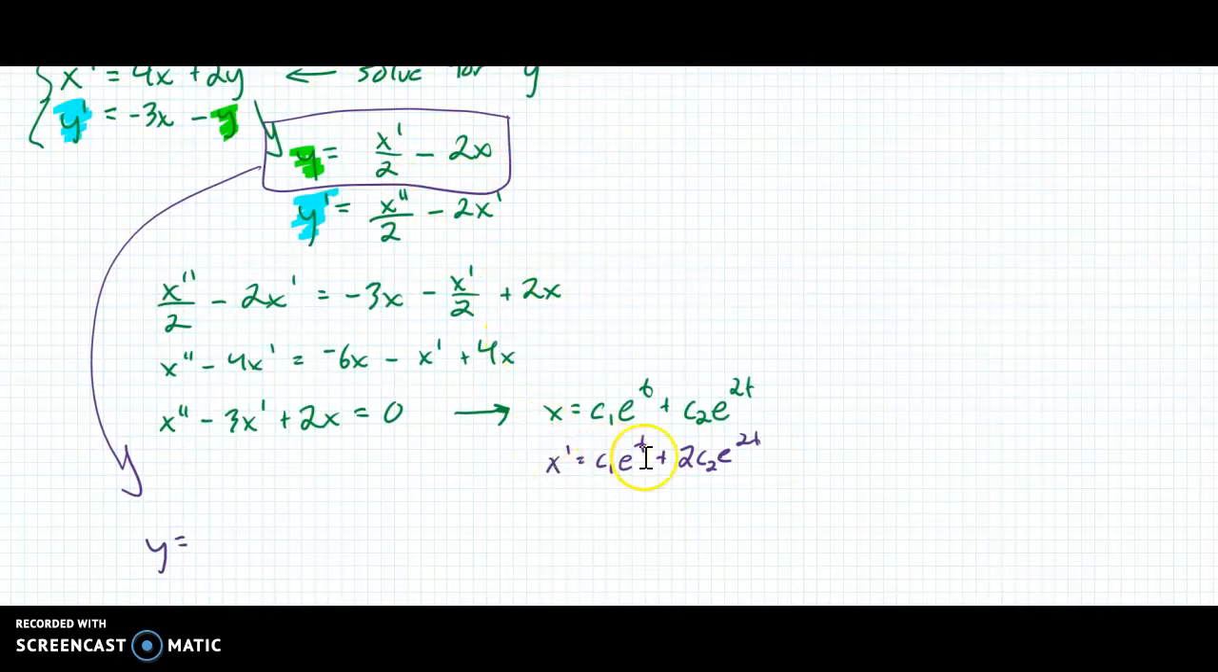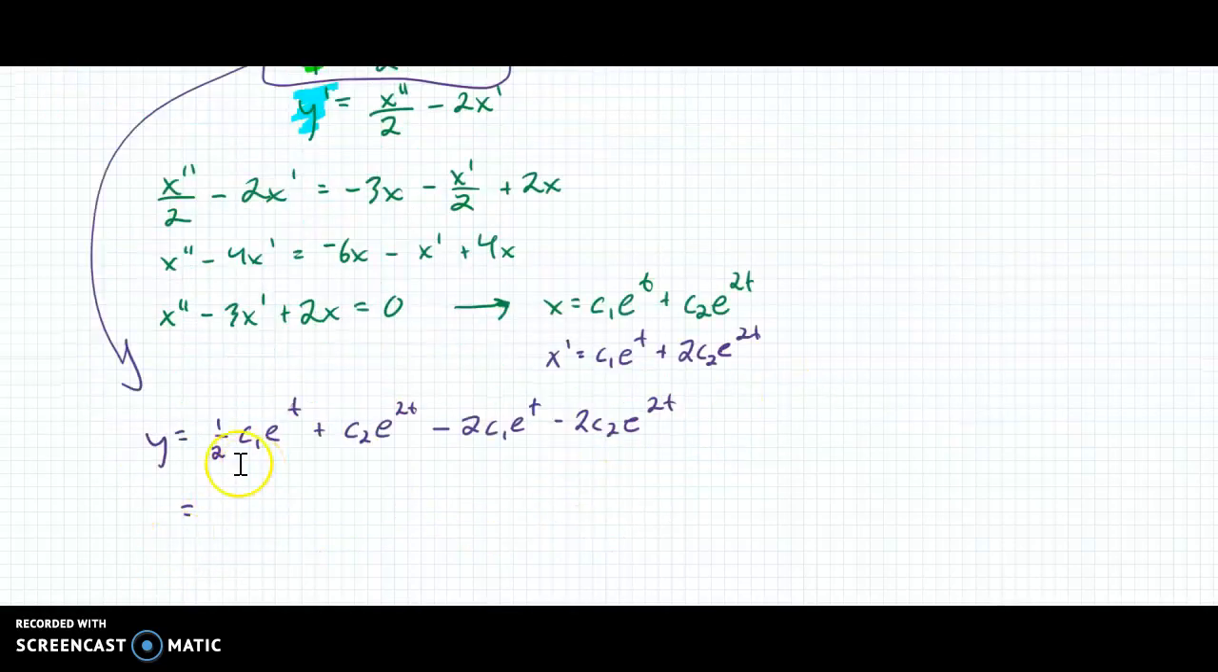prime over 2. That is this divided by 2. So that is 1 half c1 e to the t, plus half of that just gives me c2 e to the 2t. And then what I have, minus 2 times all this. So I'll distribute that negative 2 in. I get minus 2c1 e to the t minus 2c2 e to the 2t.